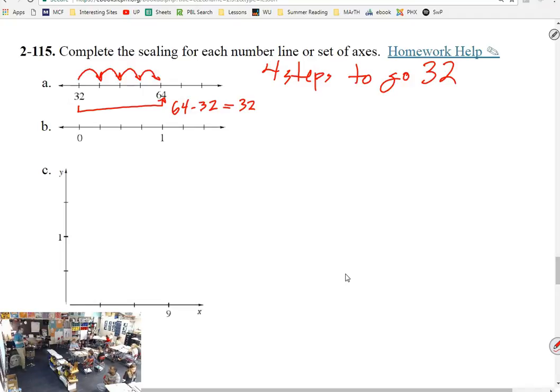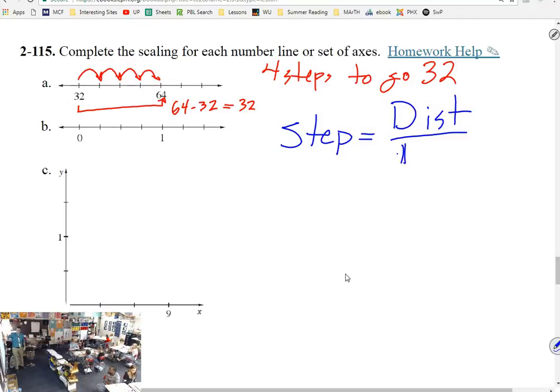How do I figure out each step? Divide. So each step will be that total distance divided by the number of steps. So if you want a new rule to write down, the size of the step will be how far you have to travel divided by how many steps. Now you have to think steps, not marks, because that will get you in trouble. But here my distance is 32. How many steps did we take? 4, and what do we get? 8. So 8 plus 8 plus 8 plus 8, does that get me 32? Yes.